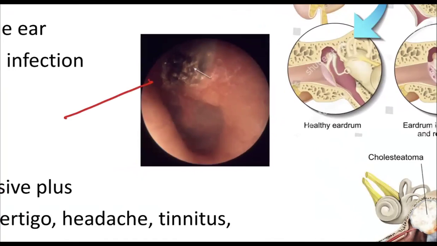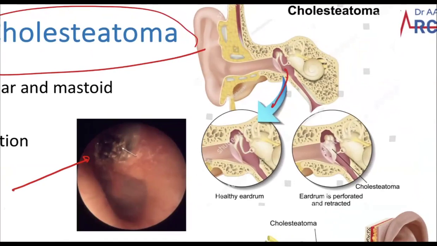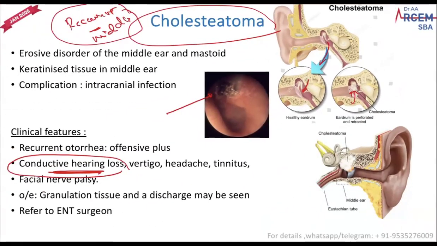Previously, they have given an image like this. This is nothing but keratinized tissue that you're seeing inside the ear on examination. So this is the pathway. It gets infected, and over time, keratinized tissue can get deposited there, which can be visualized. That image has previously appeared in the examination. It is an erosive disorder, and because of the erosion, keratinized tissue is present.